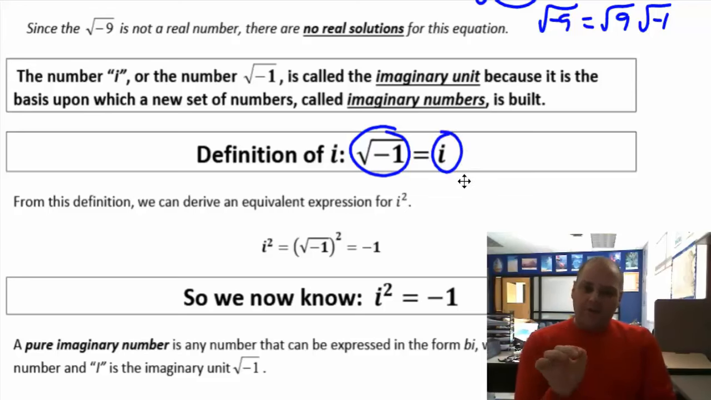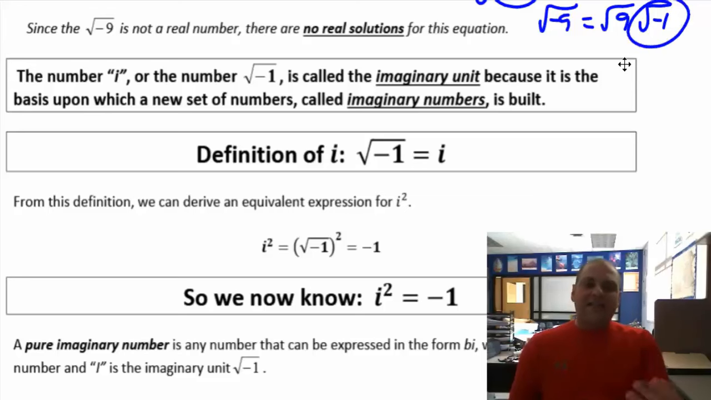It's not a variable. It's not like x. It's not like y. It's more like pi. Pi is a number, 3.14, right? i is a number. It's the square root of negative 1. However, it's not a real number, because we just talked about how you can't take the square root of a negative. So whenever you see the square root of negative 1, the next step is to replace it with an i.